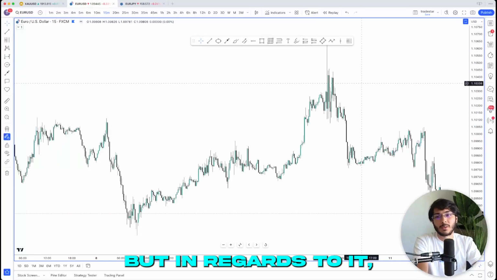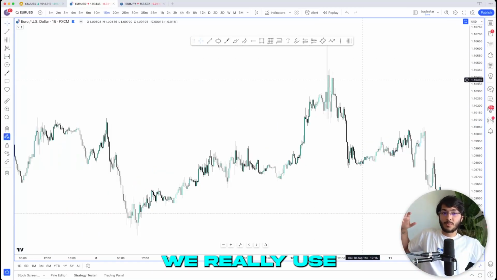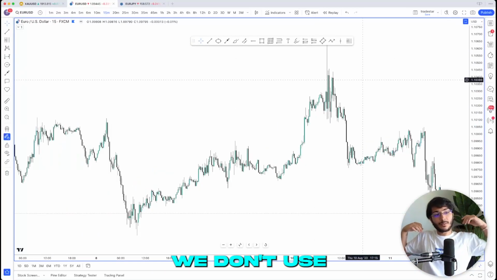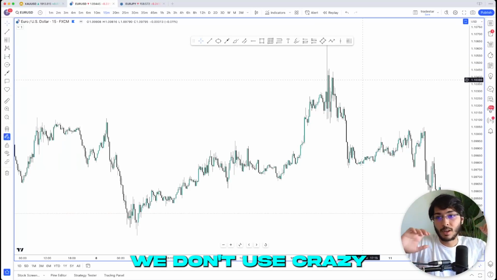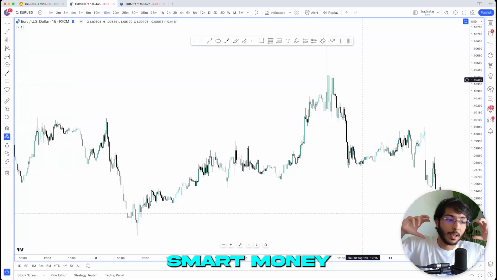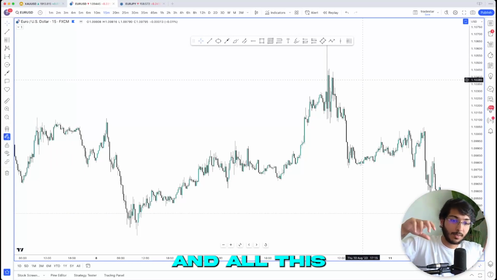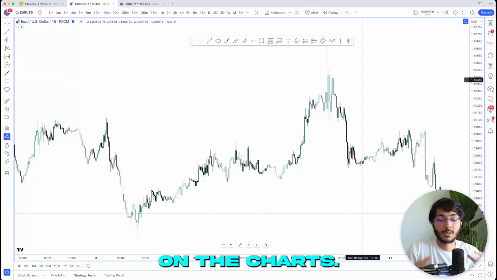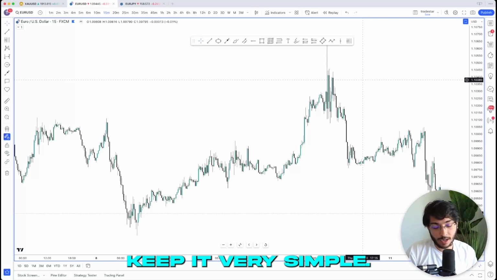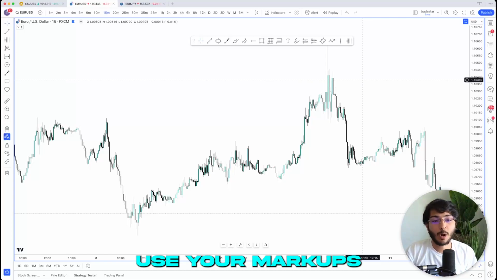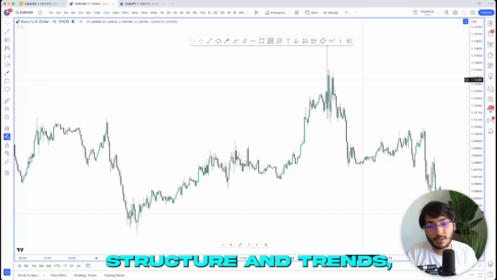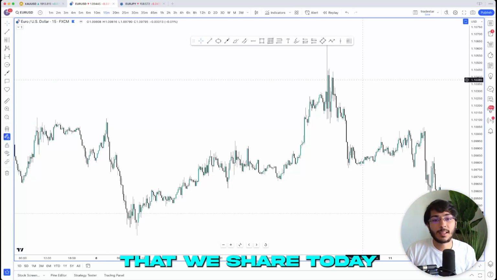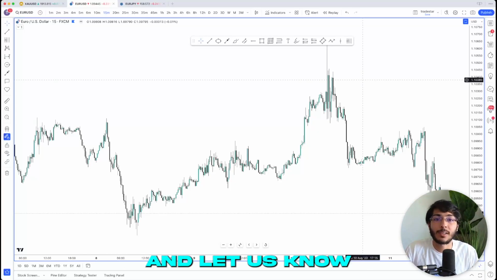But in regards to it, I believe that's all the tools we really use when it comes down to it. We don't use hundreds of indicators. We don't use crazy smart money concept indicators and all this extra stuff. You don't want to get confused on the charts. You want to keep a naked chart, keep it very simple. Use your markups as guidelines, understand structure and trends, and then use the settings that we shared today and let us know what you think about them.